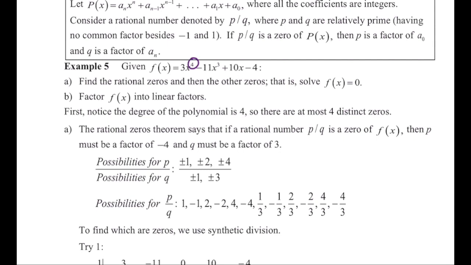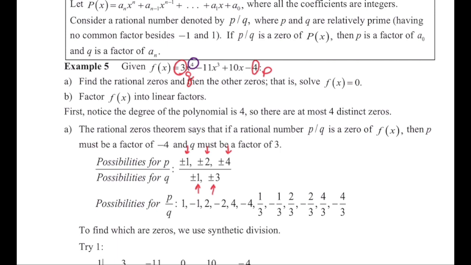I'm going to look at the coefficient of my first term, 3. This is going to be my Q value, and I'm also going to look at 4. It doesn't matter that it's negative or positive. This is going to be my P value. So all the possibilities for P, when I look at the factors of 4, are 1, 2, and 4. And factors of Q, of 3, are 1 and 3. So all possibilities of the positive and negative values of them could be possibilities for zeros.